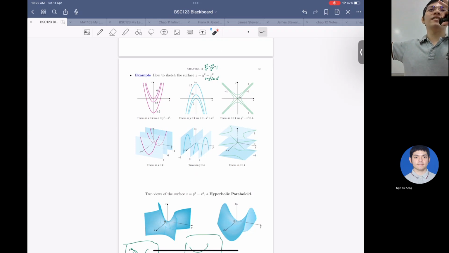I mean, you have to cut it. You know what I mean? You know what I mean by cut it? So you only consider a finite domain. Okay. Yeah. Consider finite domain.